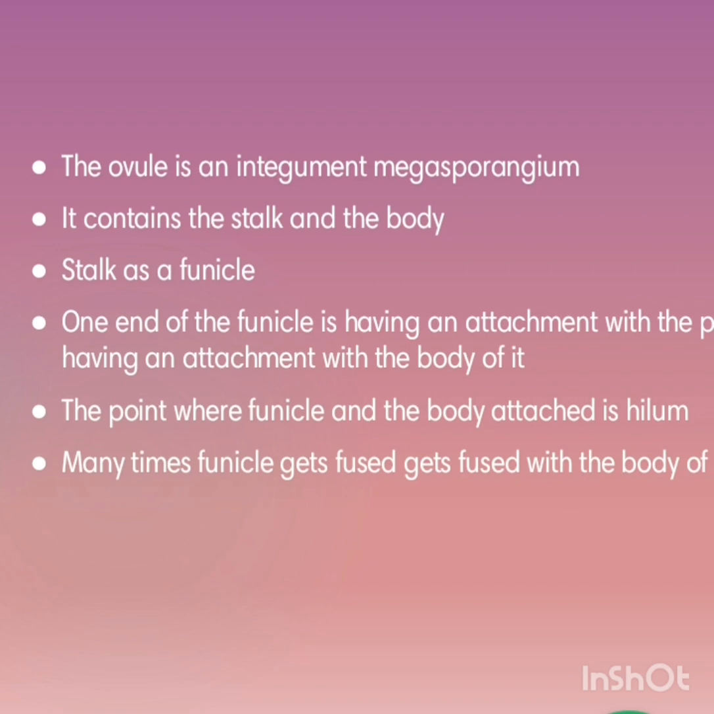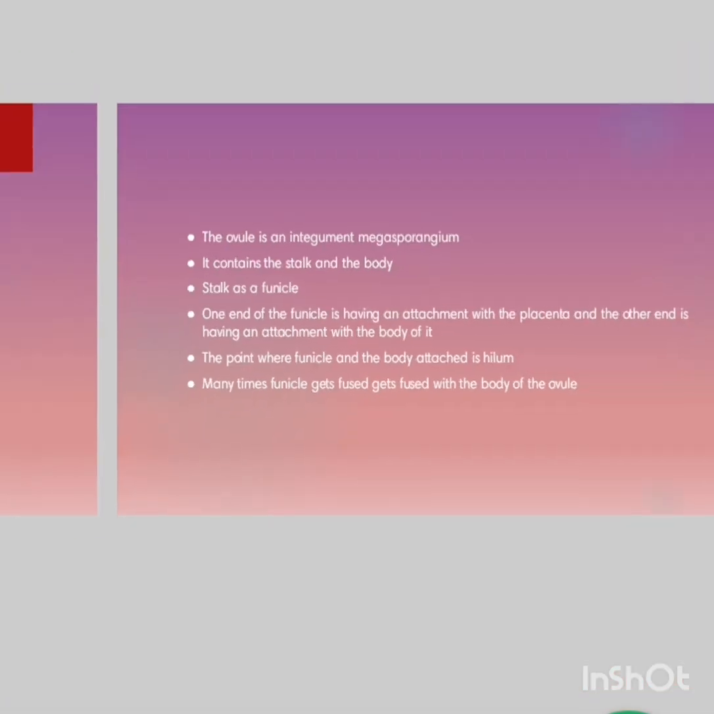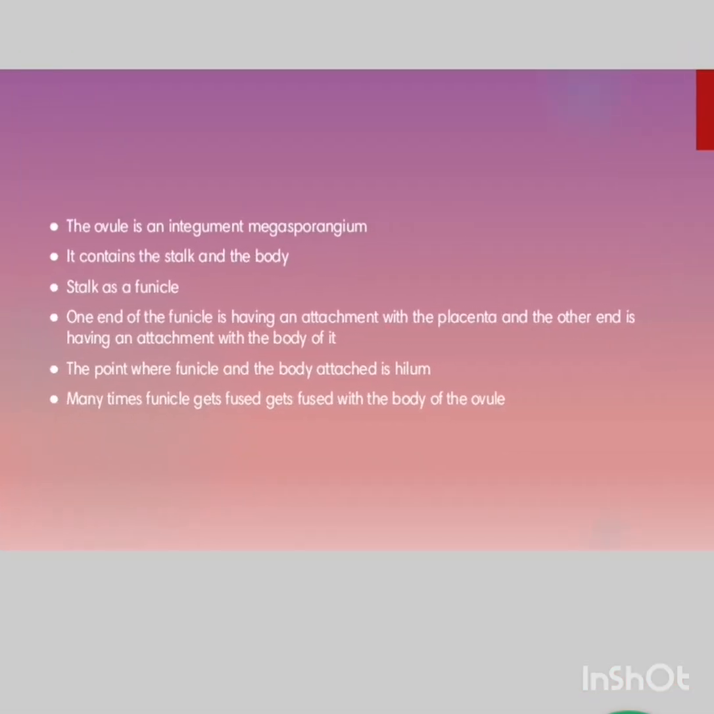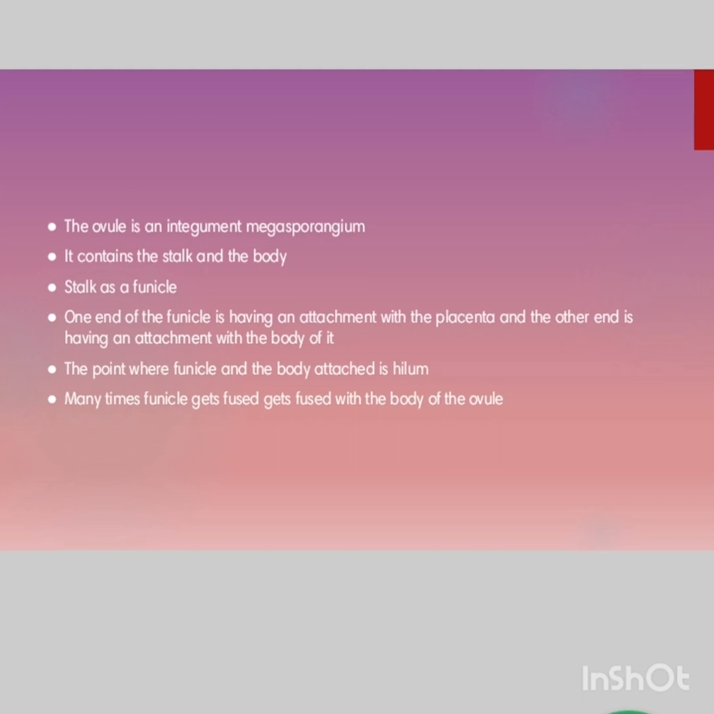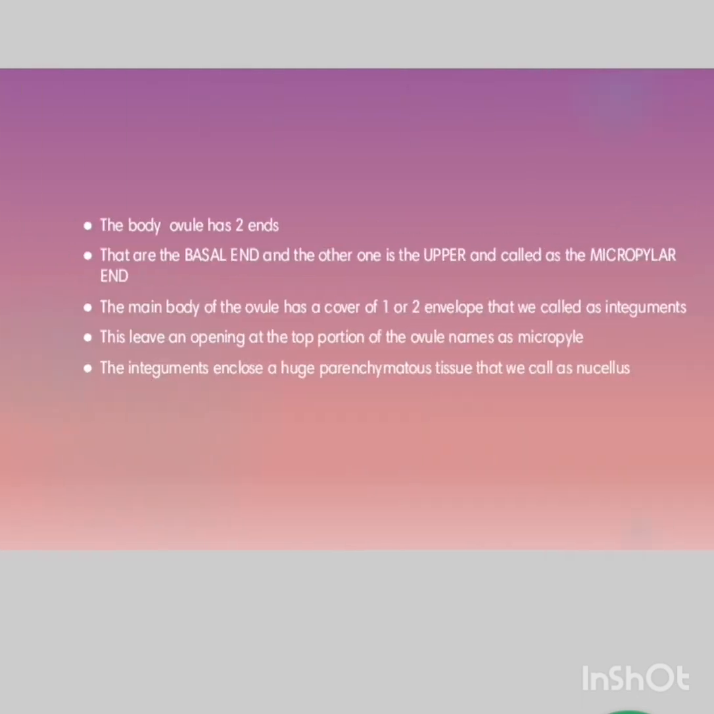Next is the ovule, the integumented megasporangium. It contains the stalk and the body. The stalk has the funicle. One end of the funicle carries an attachment to the placenta, and the other end carries an attachment with the body of the ovule. The point where funicle and the body are attached is hilum. Many times the funicle gets fused with the body of the ovule.